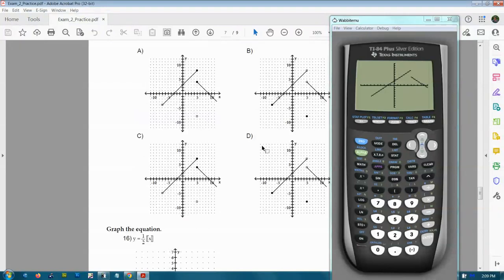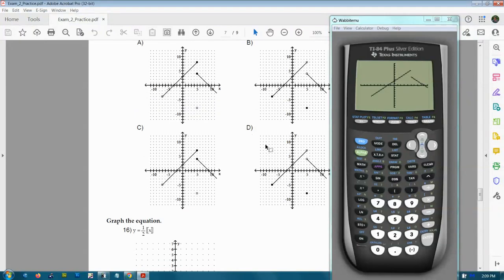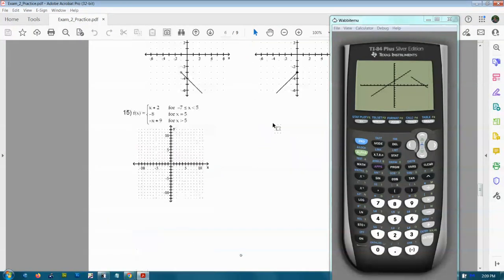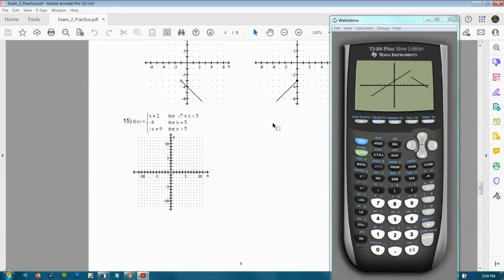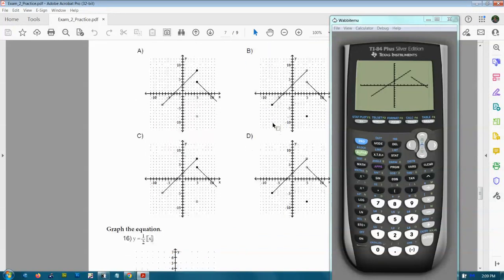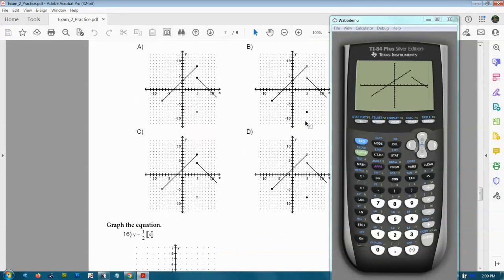And this is number 15. Which one does it look like? Well, first of all, it didn't graph when x is equal to, what do you tell me here? When x is equal to 5, your y value is -8. So 5, -8 is here, 5, -8 is here. It was an open circle in A and C. So already I knew it was going to be letter B or letter C.